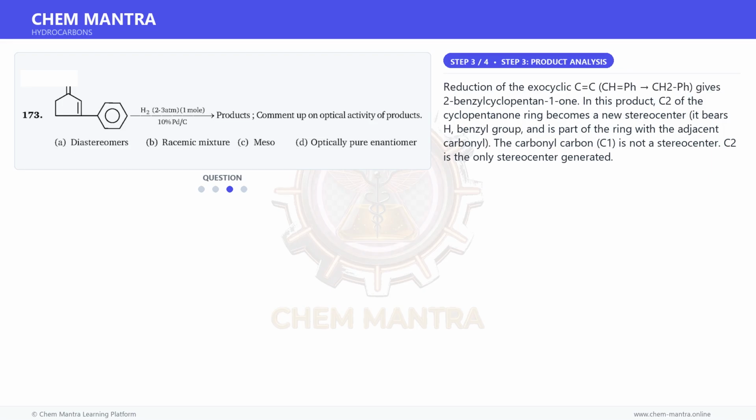Moving on to the next step. Reduction of the exocyclic C=C, CH=Ph to CH2Ph, gives 2-benzylcyclopentan-1-one. In this product, C2 of the cyclopentanone ring becomes a new stereocenter; it bears H, a benzyl group, and is part of the ring with the adjacent carbonyl. The carbonyl carbon, C1, is not a stereocenter. C2 is the only stereocenter generated.